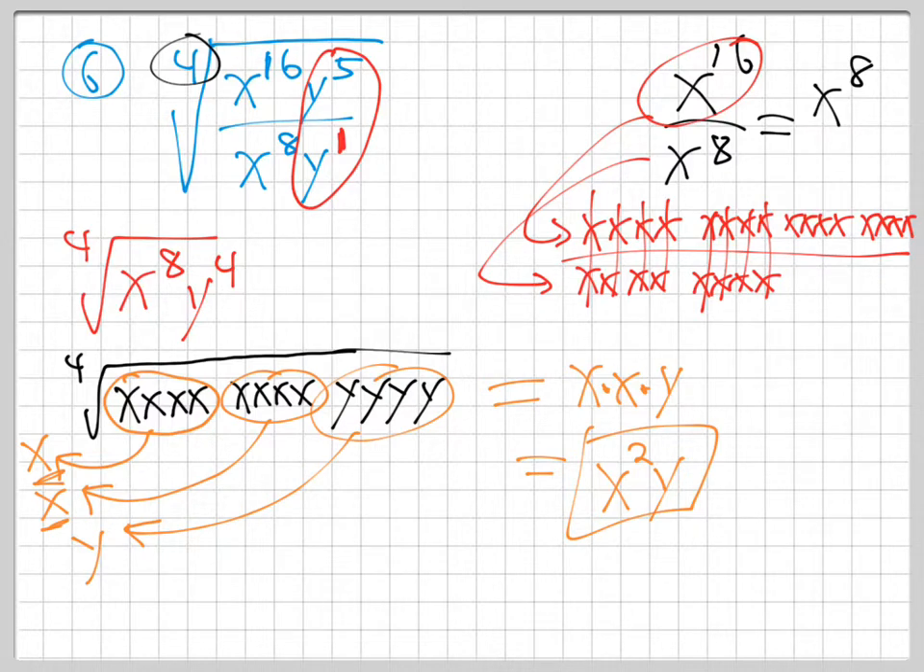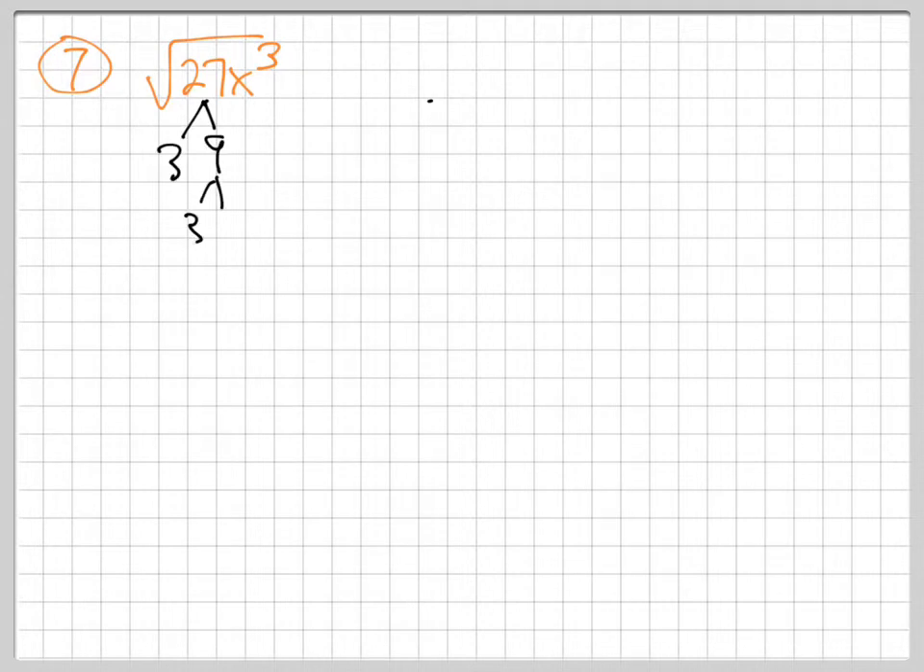All right. Let's keep moving. On we go. Number 7. So root of 27x cubed. All right. So break down that 27. 3 times 9. 3 times 3. So then we get the root of 3 3 3 x x x. Good so far? Just broke down that 27 to all the little pieces that make it up. 3 times 3 is 9 times 3 is 27.